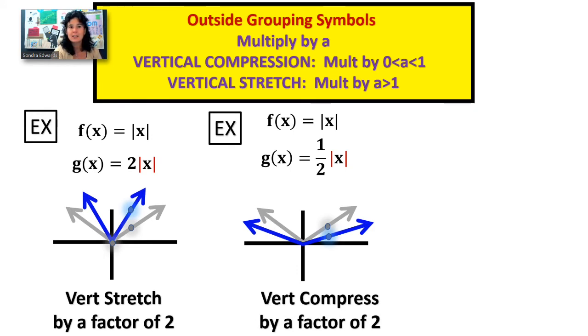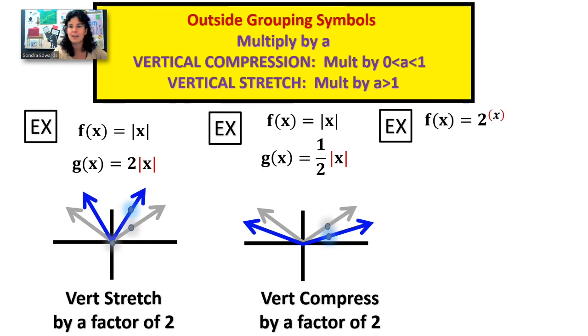Now the other thing that's a little funny is when you say compression, you're not going to say 1/2 because it's twice as short. So we're going to say vertical compression by a factor of 2. If the fraction out there was 1/4, we would say vertical compression by a factor of 4. Let's look at just one more.